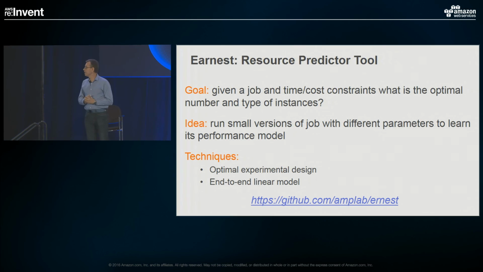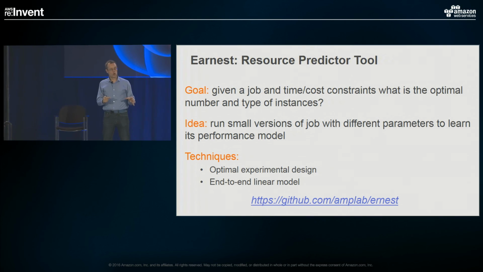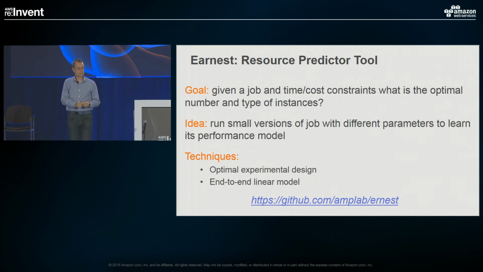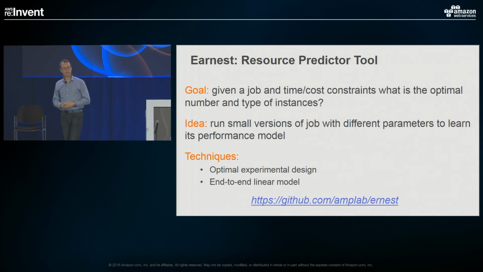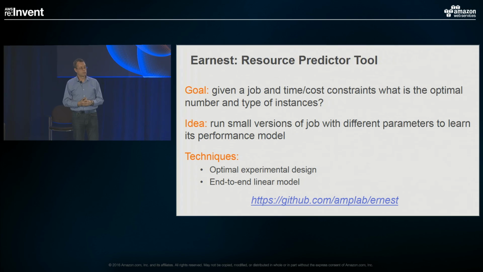The way it does this is that it runs your job on a much smaller data set. So if you have to process 1 petabyte, it's going to run on a few megabytes or a few tens of megabytes. And it's going to triangulate and figure out what type of instances you should use and how many of them, okay?